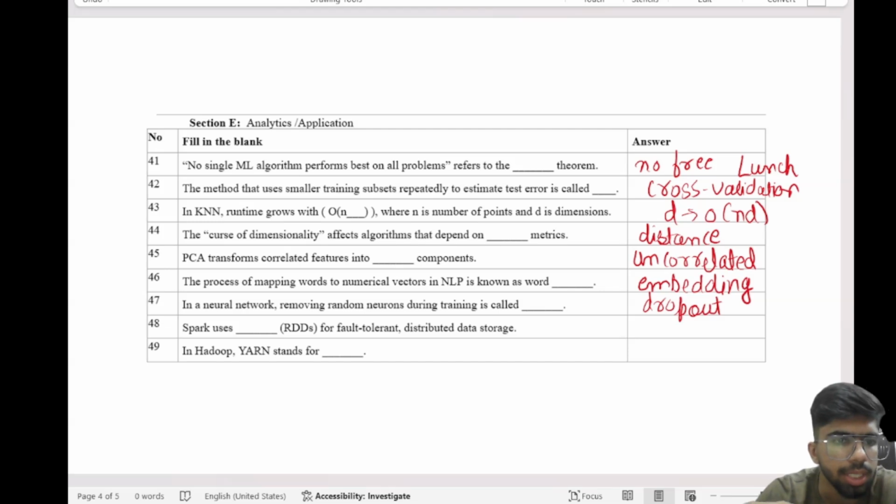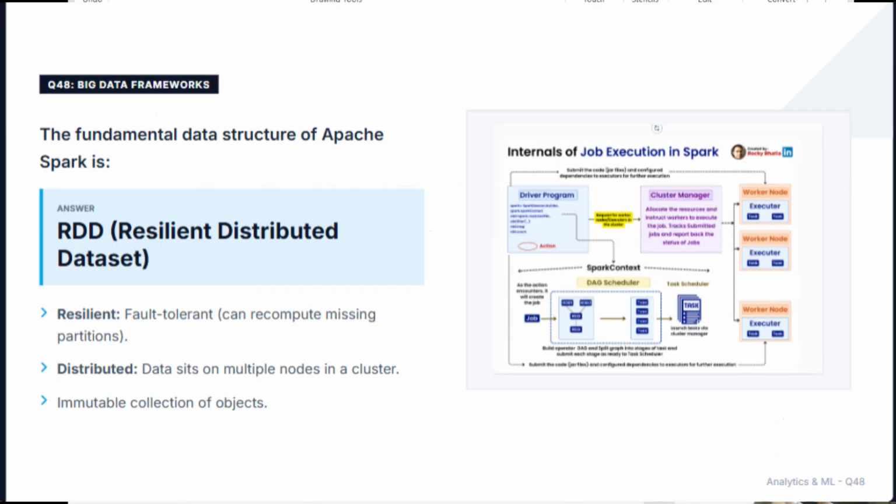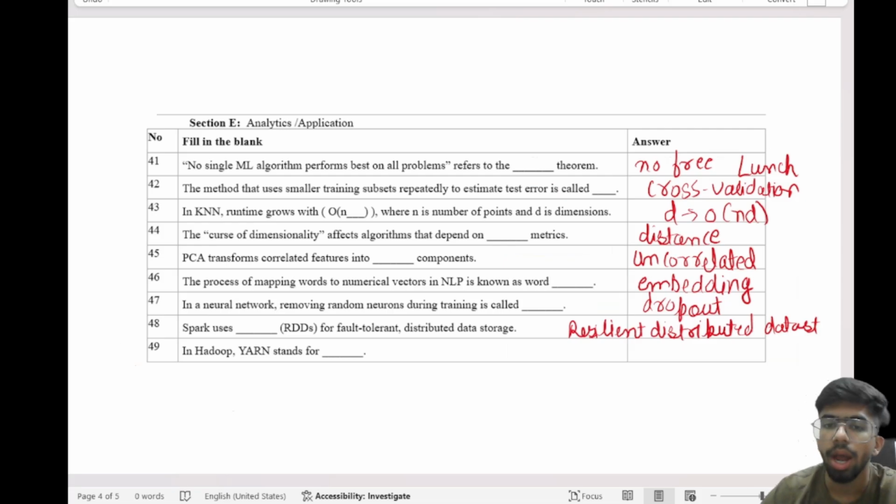So next question: Spark uses dash RDDs for fault-tolerant distributed data storage. The answer is resilient distributed datasets. RDDs are the fundamental building blocks of Apache Spark. They are immutable, distributed across cluster nodes, fault tolerant using lineage, and efficient for parallel computation. RDDs also allow Spark to process massive datasets quickly and reliably.